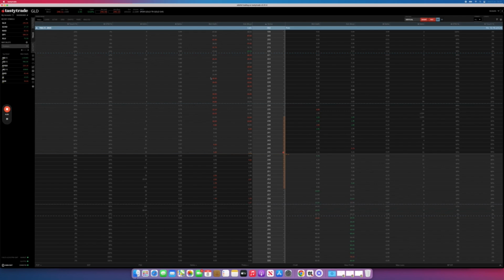So we've got our strikes going down the middle, and we've got calls on the left, puts on the right. This orange horizontal bar shows us where the price of GLD is with respect to the strikes. We've got a vertical orange bar here that shows us what the expected move is of GLD over the next 44 days. So how do we create a high probability trading setup?